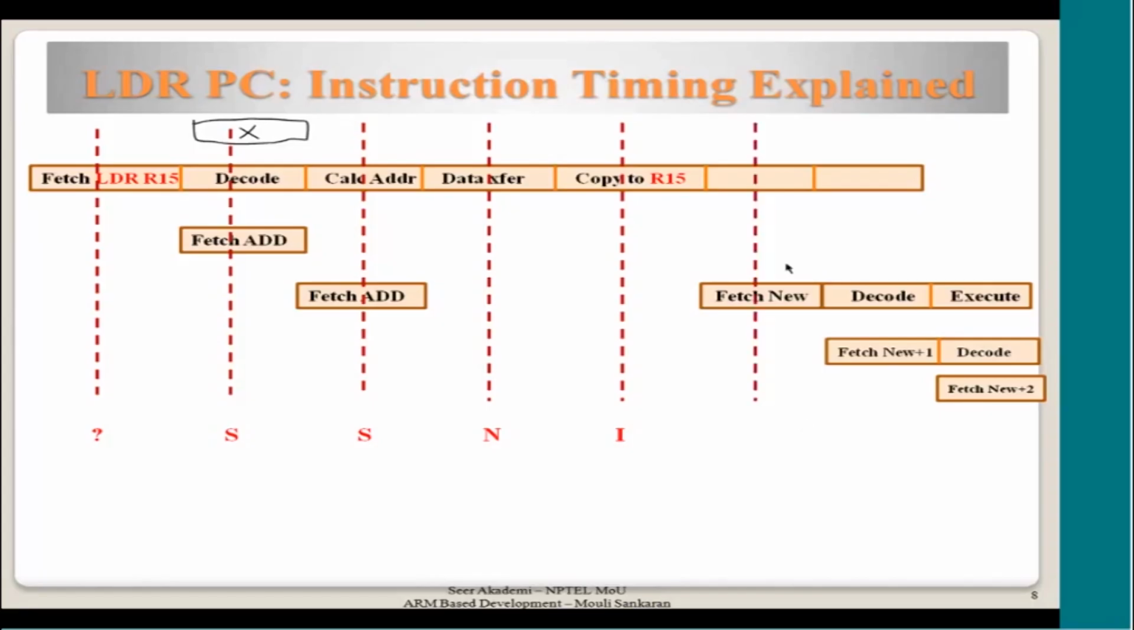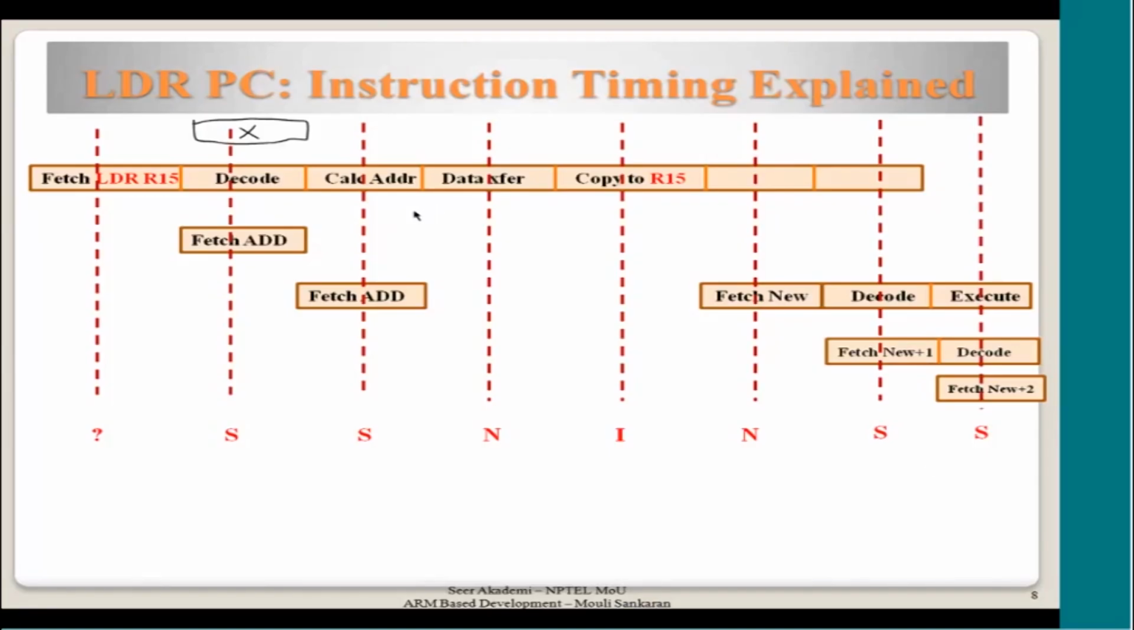Now the new instruction at 104 is getting fetched. The execute stage is empty, with nothing to do, but it is now fetching a new instruction, so it has to be a non-sequential access. It will take one more, because now it is the next instruction followed by this, so it will be an S cycle, and one more here will also be S.